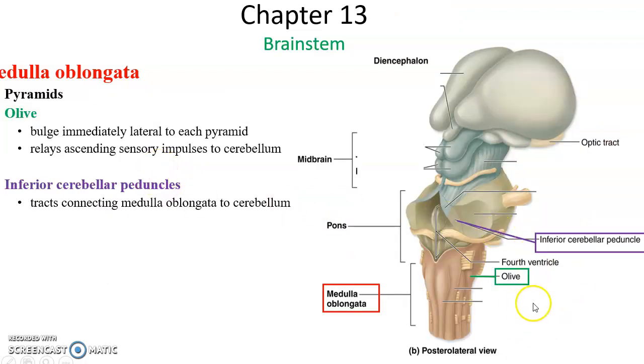The medulla oblongata also has two lateral bulges called the olives. They are relay places for ascending sensory impulses to the cerebellum. So if information is going from the body to the cerebellum, it has to pass through the olives of the medulla oblongata. And then there's also the inferior cerebellar peduncles, a small connection connecting the medulla oblongata to the cerebellum, where obviously that sensory information is passing through.